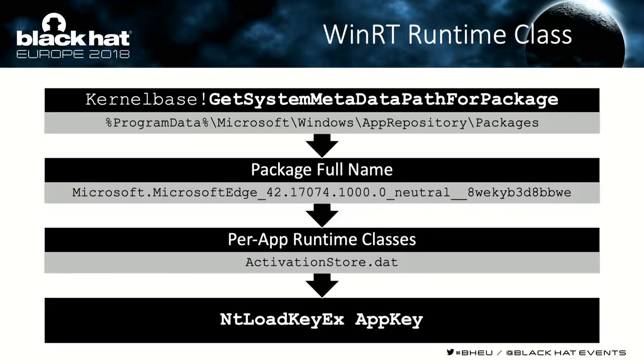Where does RPCSS get activation information from? The information isn't stored in the registry. It's dynamically loaded only if needed. Activation information is stored in a packaged directory under ProgramData. Each app's activation information is stored in a subdirectory named by the package's full name, in a file named activation.store.dat. The file would be loaded into the registry through NtLoadKeyEx.